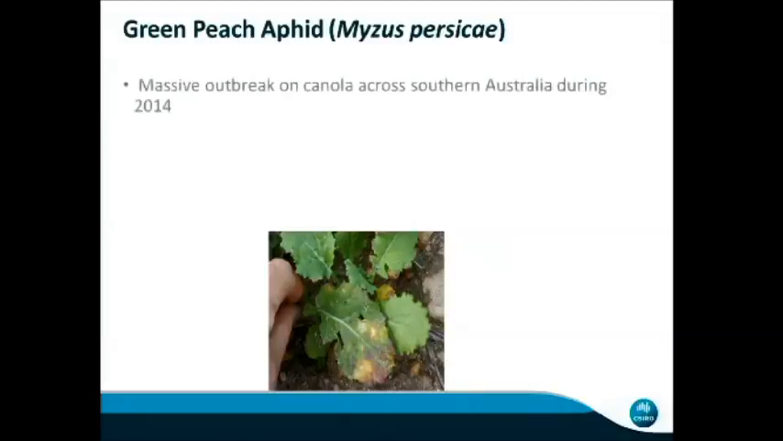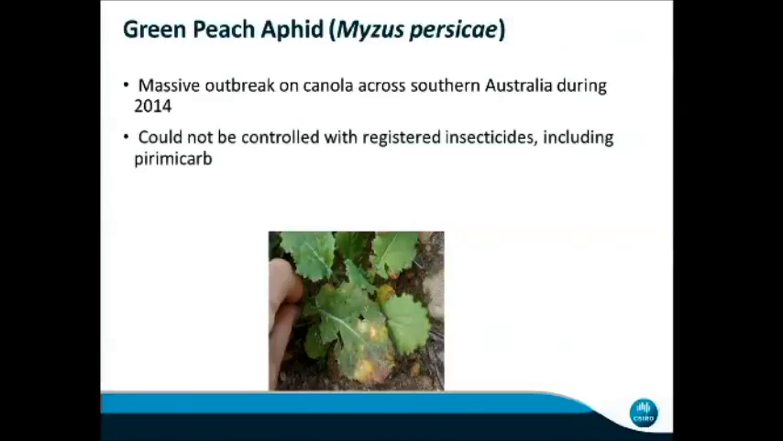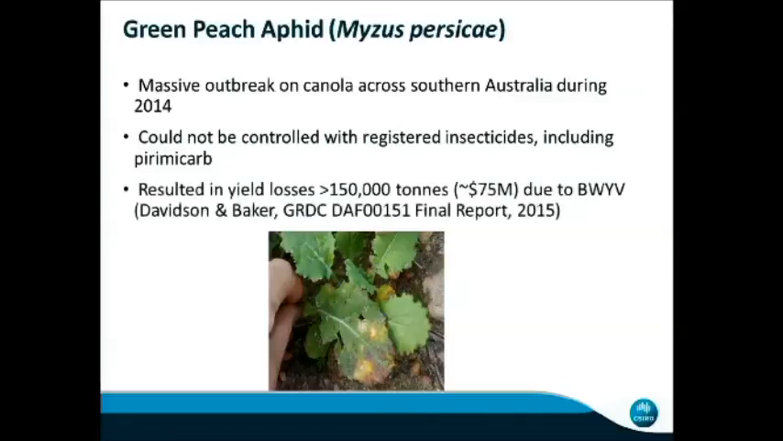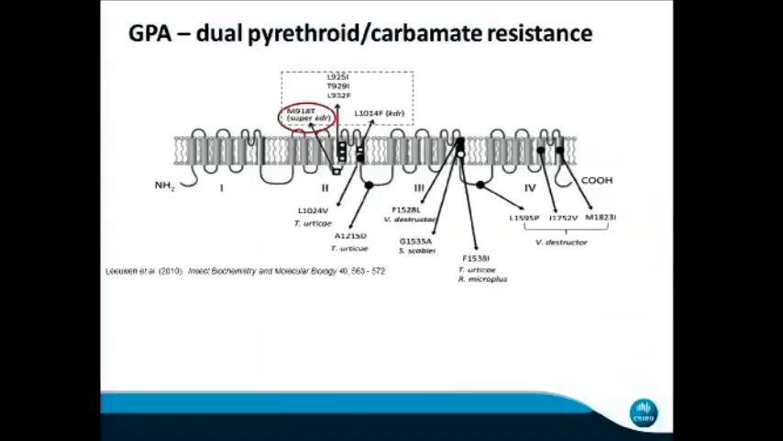So green peach aphid. Paul introduced this as well. That was that big outbreak in 2014. It couldn't be controlled with the registered insecticides, and we had the yield loss, mostly due to the virus. Again, the same picture as before.